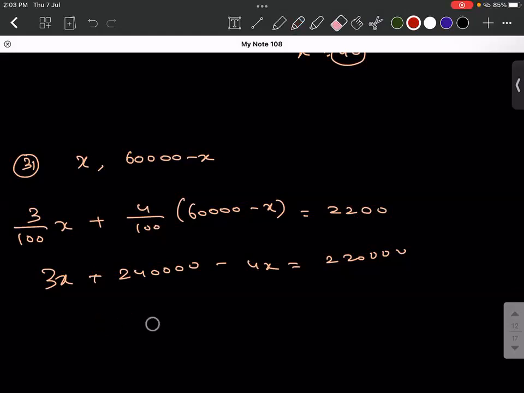Did you understand what I did? So what is the value of X? 20,000 was invested at the rate of 3% per annum and the remaining 40,000 was invested at the rate of 4% per annum. Is there anyone who's not clear with what I did? You're clear?